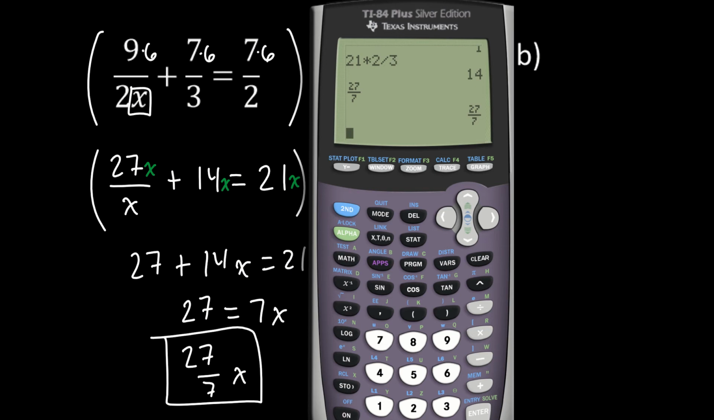So that's going to be 9 divided by, and then I'll throw parentheses around this, 2 times my value of x. Close parentheses, right? And then plus, and I need another fraction. Oh dear, another fraction. Come on, fraction. And in that fraction, I'm going to do 7 over 3. And when I press enter, I should get 7/2. Oh, and I do.